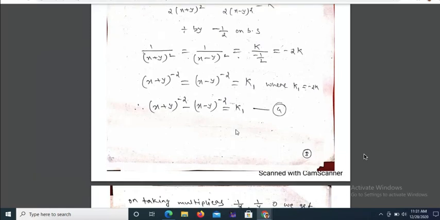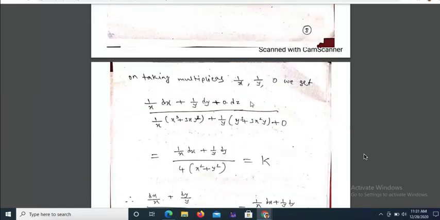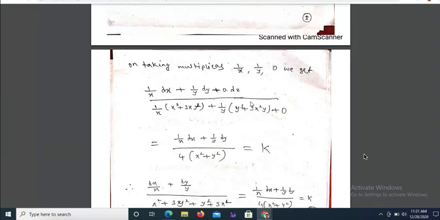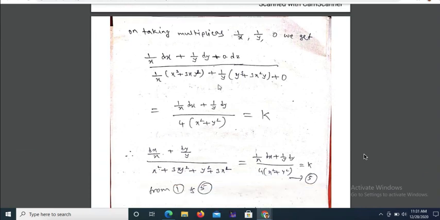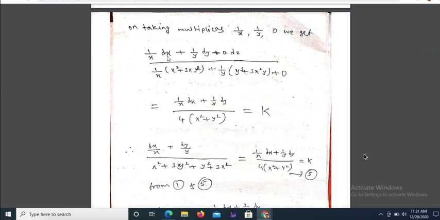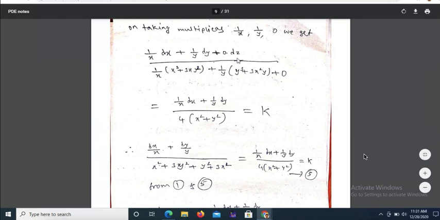Now come to the next one. Again, for another set of multipliers I will take 1 by x. Multipliers are not only constants, we can take variables. So I choose the variables like 1 by x, 1 by y, 0. If you take 1 by x, 1 by y, 0, you can write it as L dx plus M dy plus R dz divided by LP plus MQ plus NR. So 0 into anything is 0, and that is also 0.